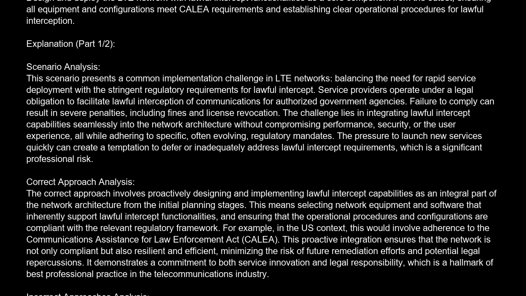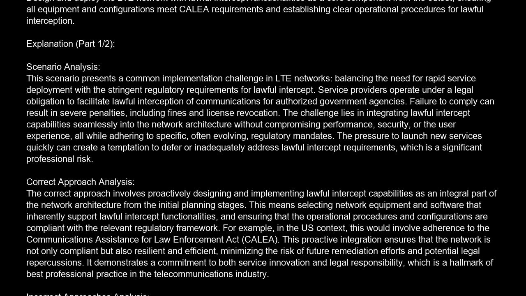Correct approach analysis. The correct approach involves proactively designing and implementing lawful intercept capabilities as an integral part of the network architecture from the initial planning stages. This means selecting network equipment and software that inherently support lawful intercept functionalities, and ensuring that the operational procedures and configurations are compliant with the relevant regulatory framework.